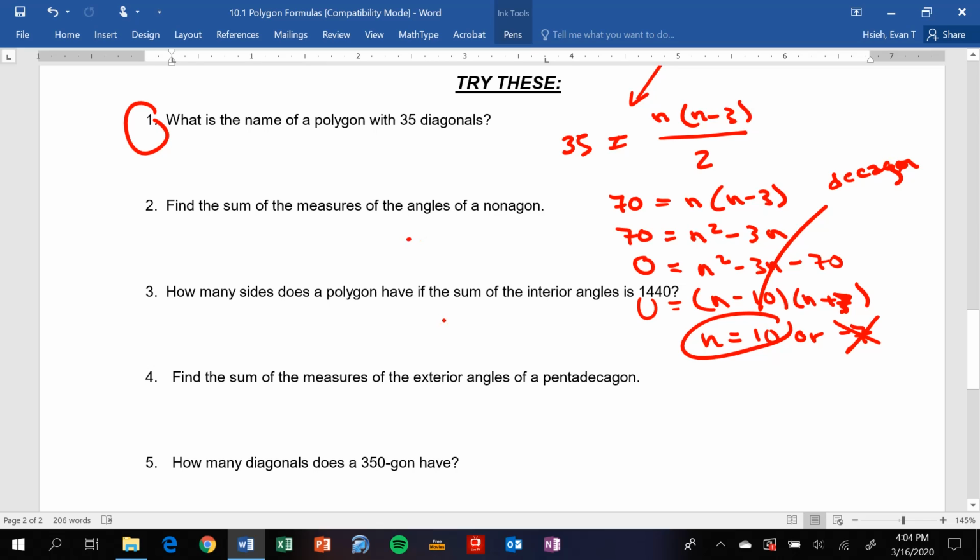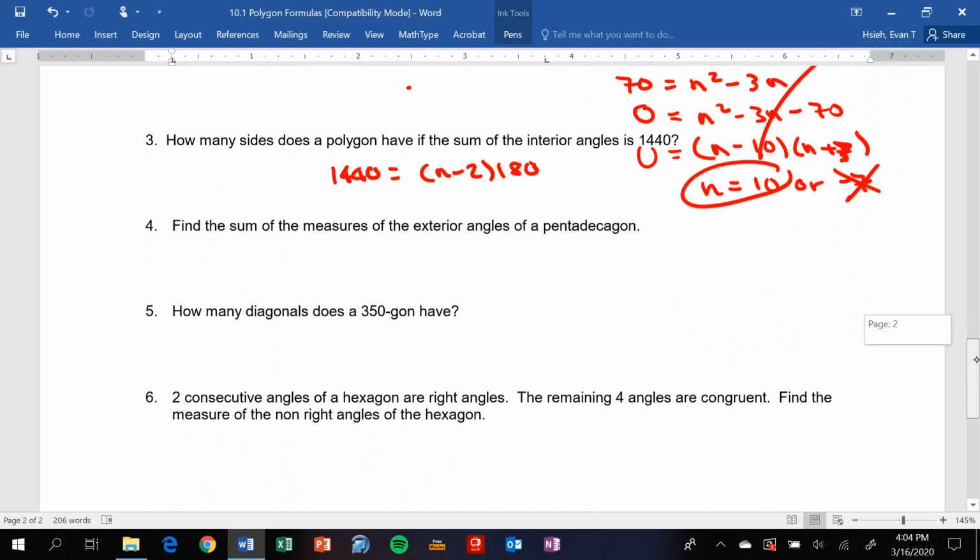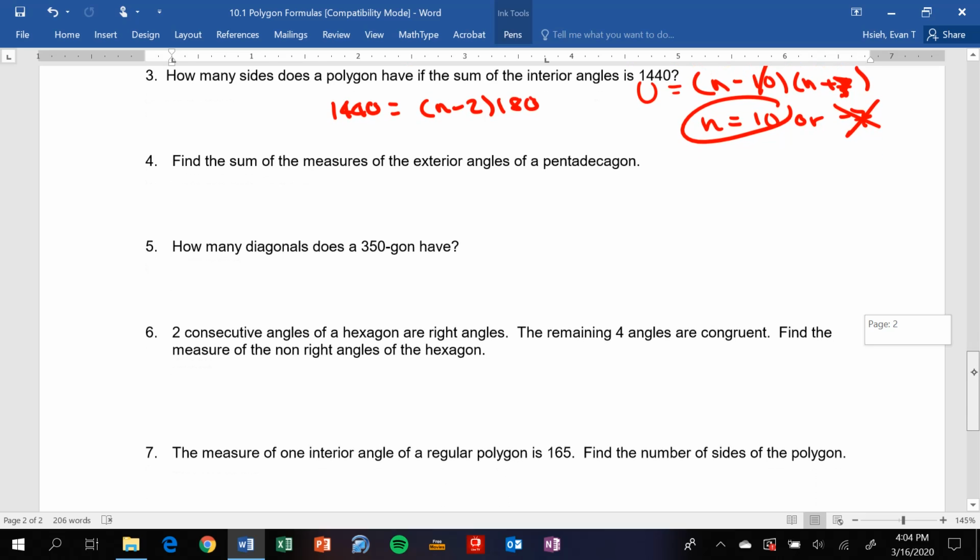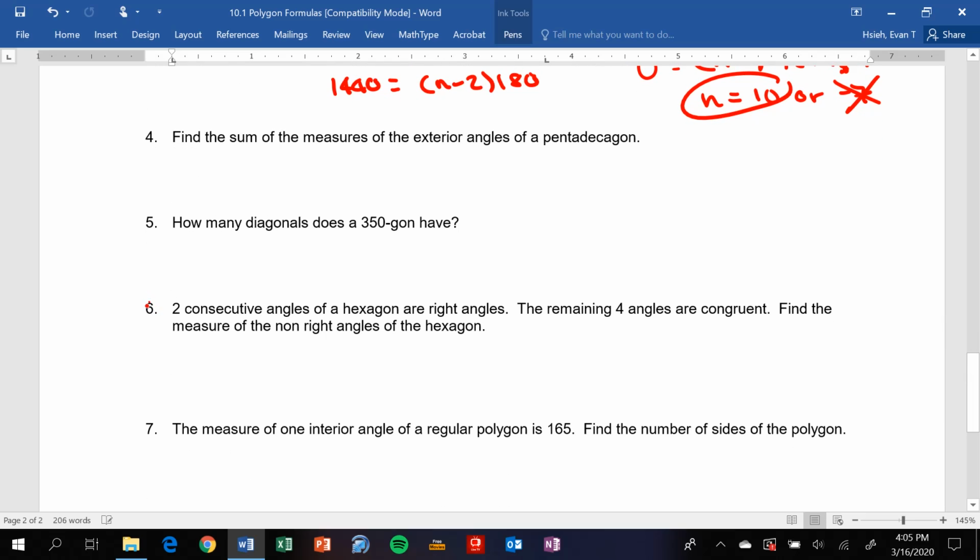Number 3, sum of the interior angles. It's going to be 1440, using the formula on the front side, n minus 2 times 180. Divide both sides by 180 and then add 2. You end up with 10 sides again. The answer is not always 10. And then let's just do one more, number 6 down here.